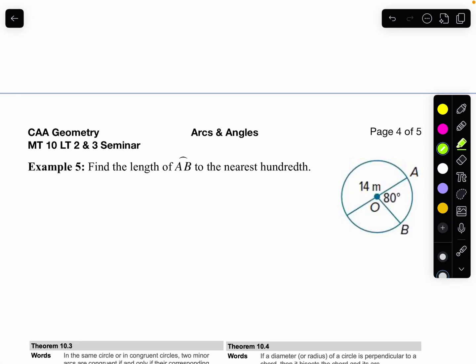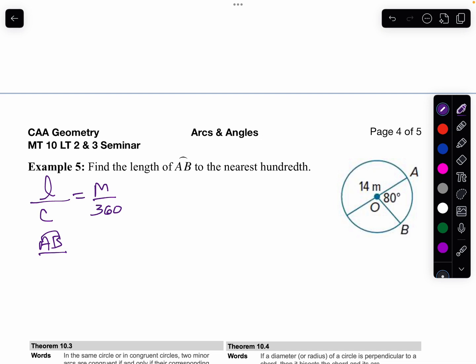Like I said on example 5, we're going to do this in two ways. First, we'll do it as the proportion. That is, my arc length L is to my circumference as the measure of my arc is to 360. Now on this problem, I want to find A to B, so I'm just going to call that arc AB.